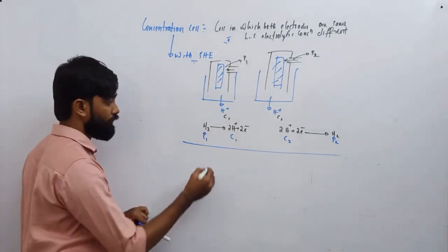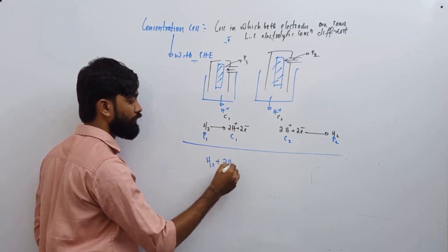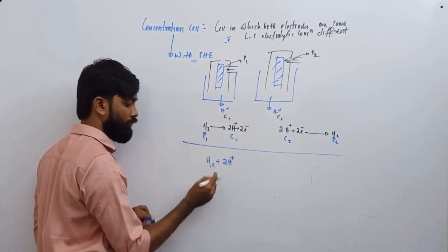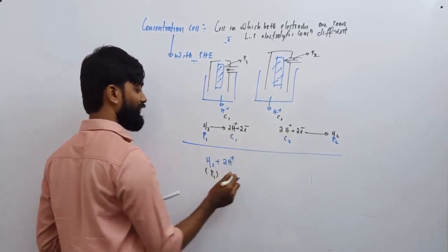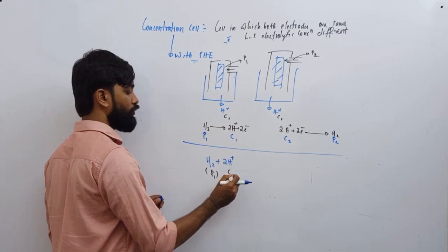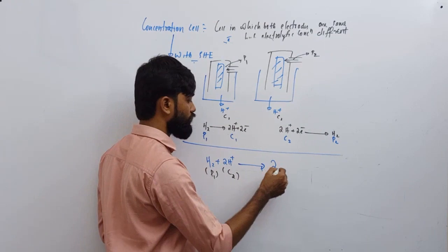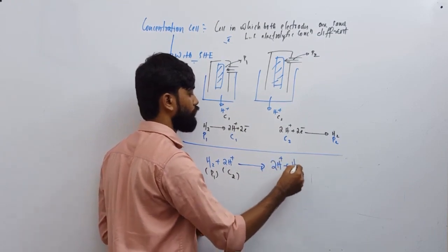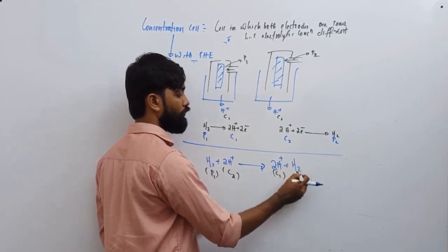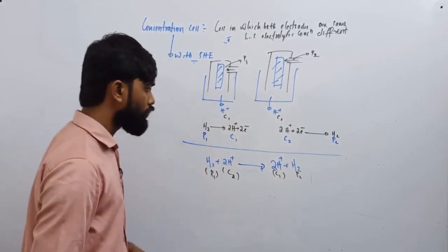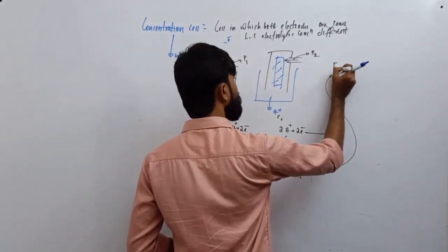So what is the overall reaction? The 2 electrons will be cancelled, right? So H2 plus 2H+. H2 from here means H2 of P1 partial pressure, and 2H+ from here means H+ of C2 concentration, gives 2H+ plus H2. But the 2H+ is of C1 concentration and H2 is of P2 partial pressure. So if this is the final reaction, what will be the cell EMF expression?